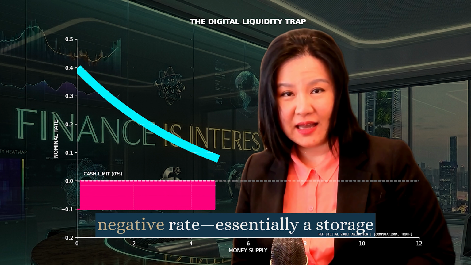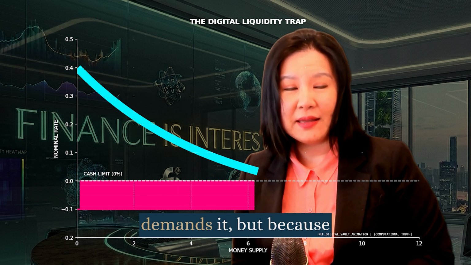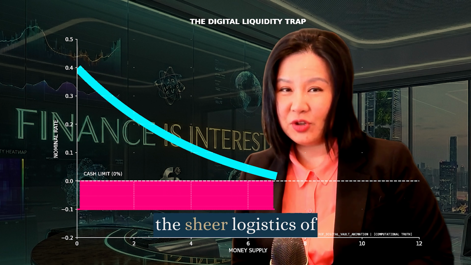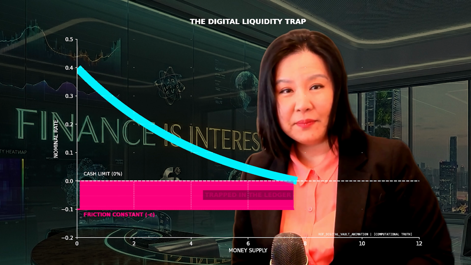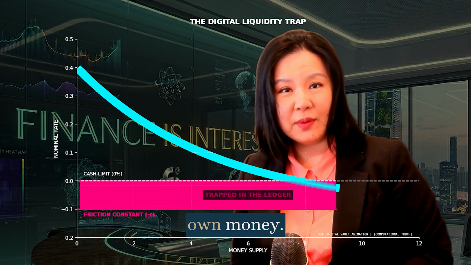You are paying a negative rate, essentially a storage fee, not because the market demands it, but because you are trapped by the sheer logistics of the digital ledger. You aren't a depositor anymore. You are a tenant paying rent on your own money.